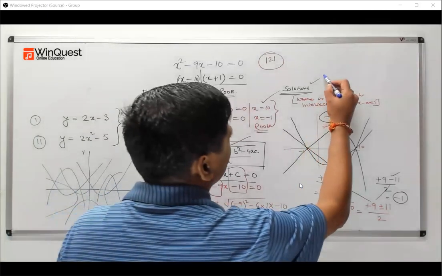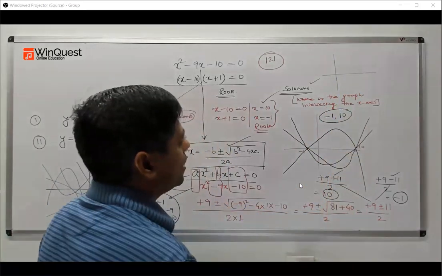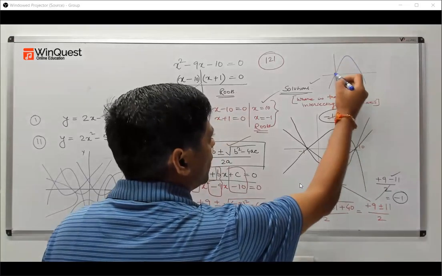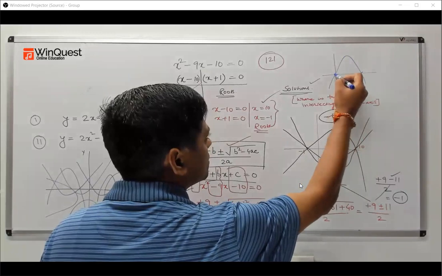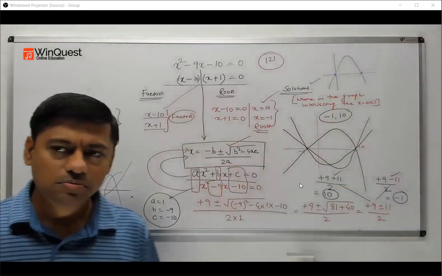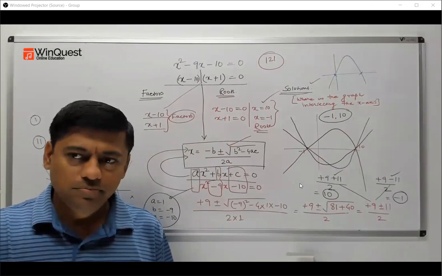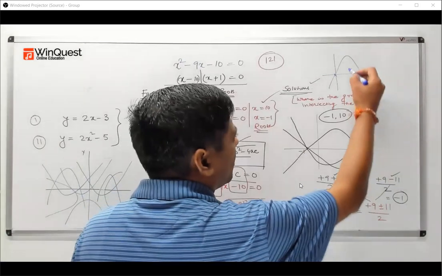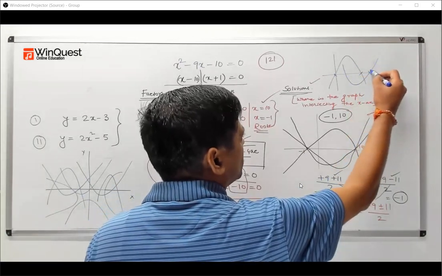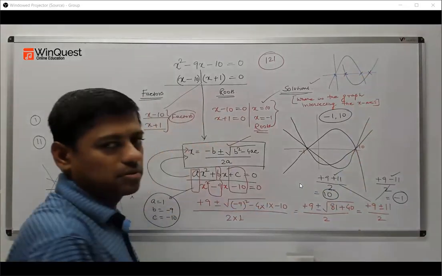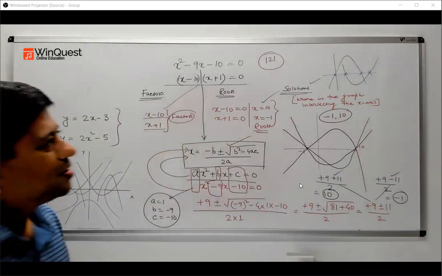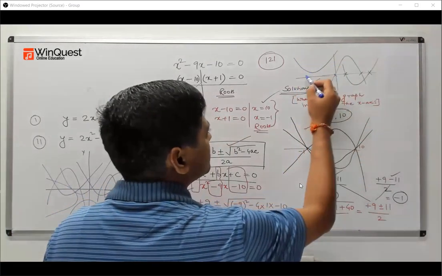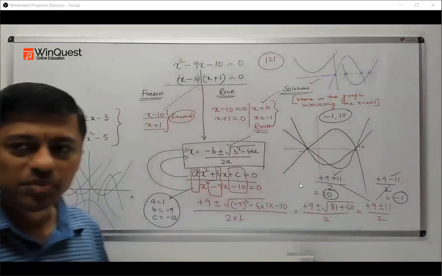If you have this x and y axis, if the parabola goes like this, you have 2 points of intersection, right? This and this. So you'll have two solutions. If the parabola is going like this, you have again two solutions. But if the parabola is going like this, it is not intersecting anywhere. That means there is no solution.